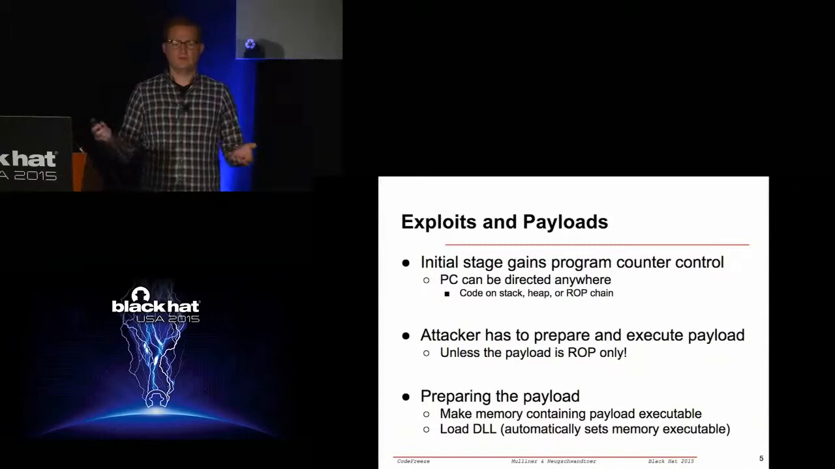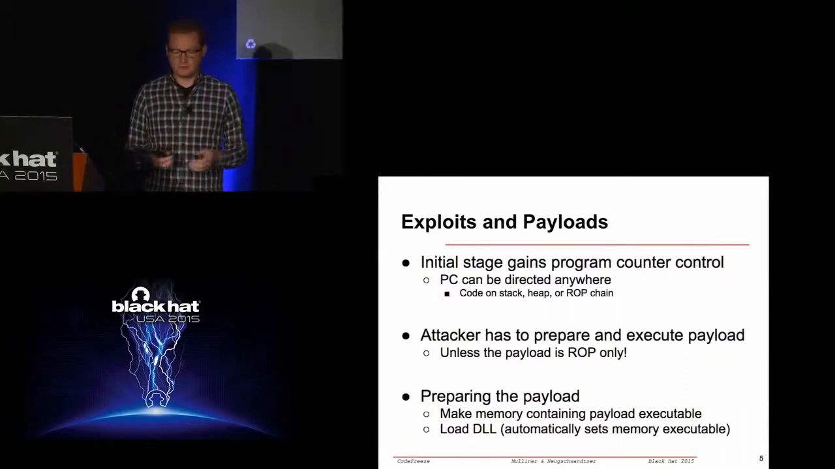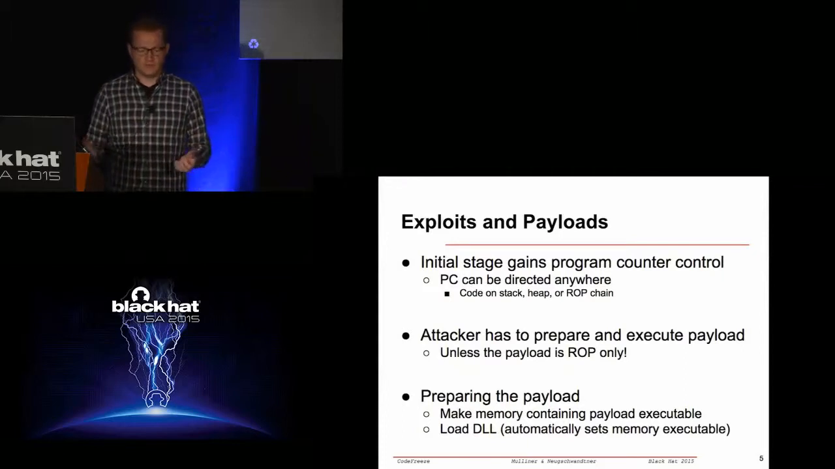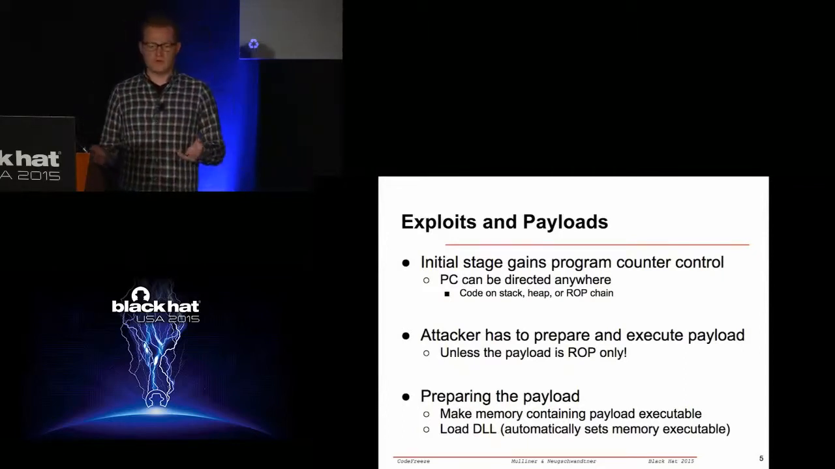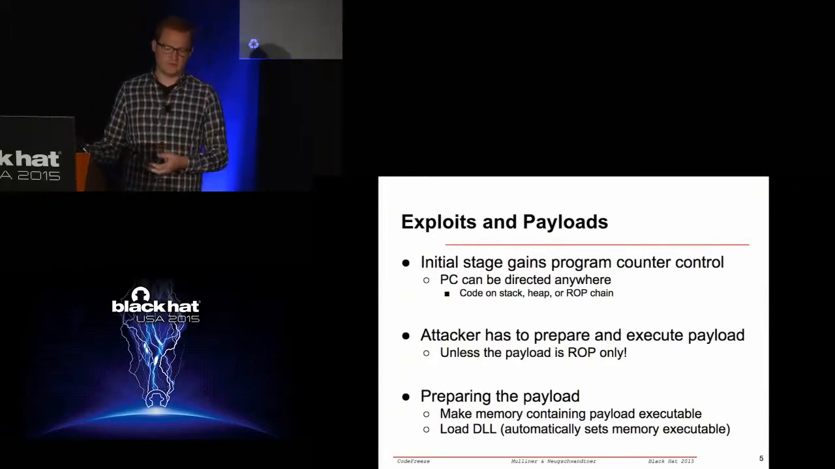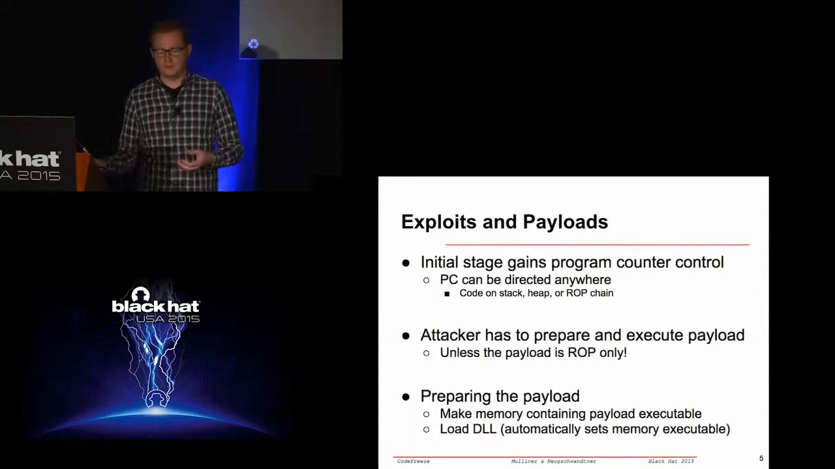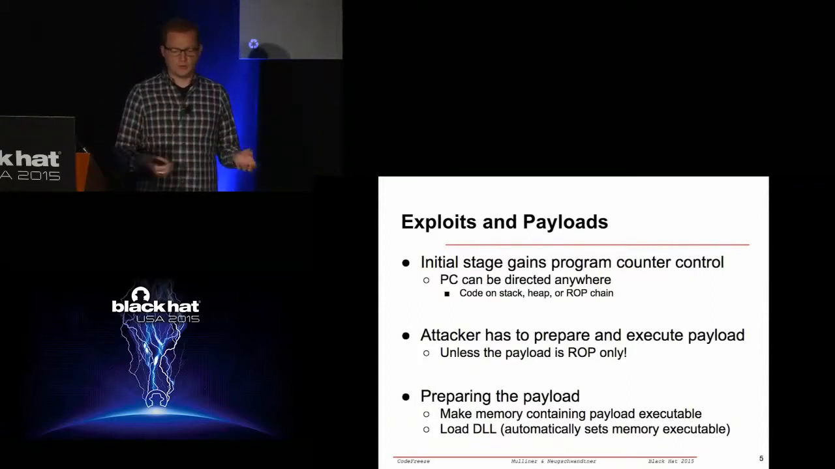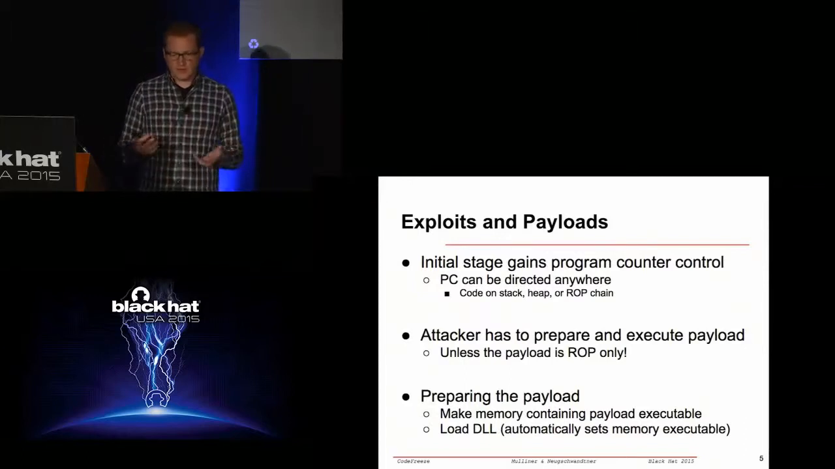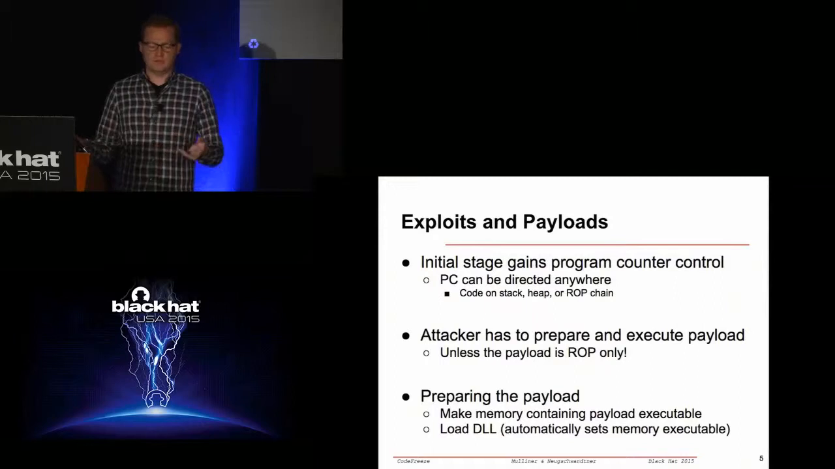So normally when you have an exploit, you have multiple stages, and in the initial stage you just try to get program counter control. And once you have program counter control, you direct it somewhere. Either, in the old days, you have some code on the stack or the heap, or today you have some ROP chain. But even if you have a ROP chain, normally you have some payload.